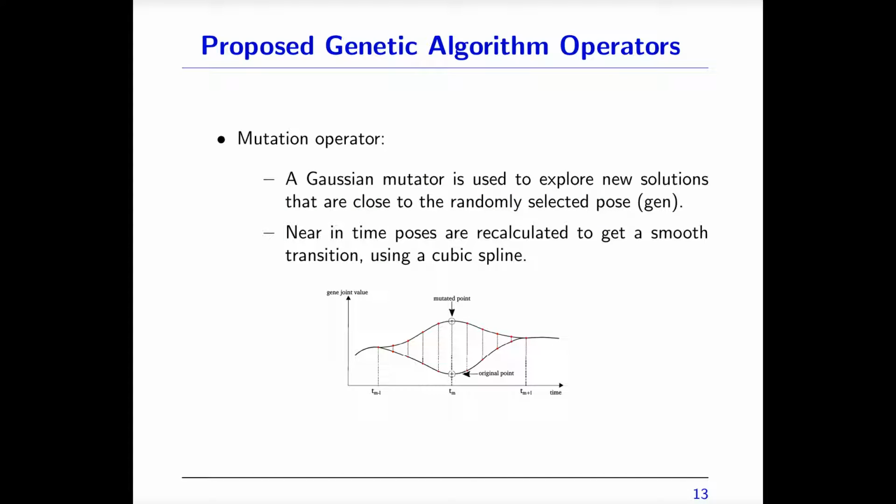A Gaussian mutator is used to explore new solutions that are close to the randomly selected pose. For the pose, some of the joints will be changed after mutation. Near internal poses are recalculated to get a smooth transition using a cubic spline. We can see in the picture, we have the original point. The original point is mutated to this value. So we choose 2 points in time at a fixed length, and using a cubic spline, we recalculate the intermediate points to ensure a smooth transition between poses.